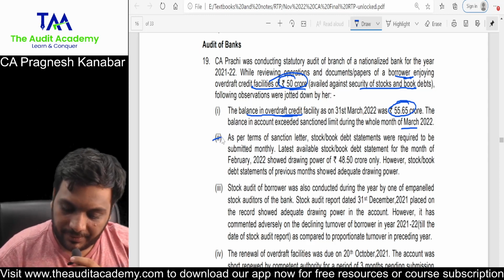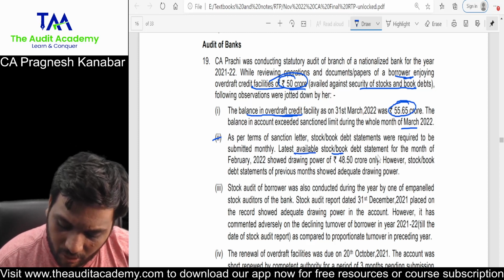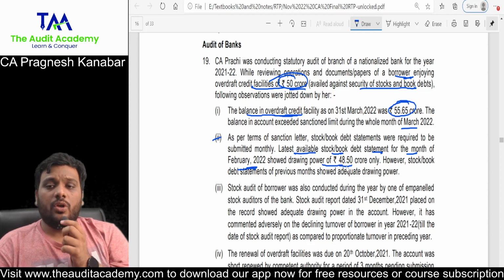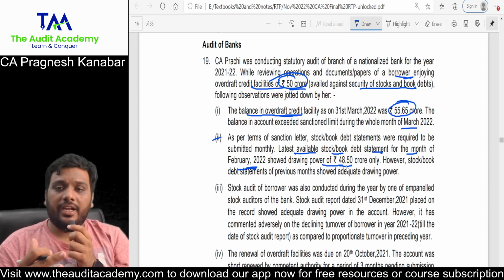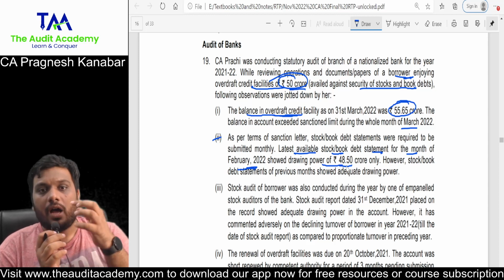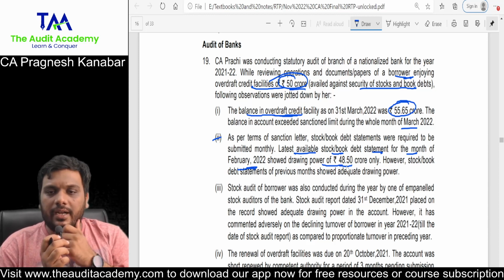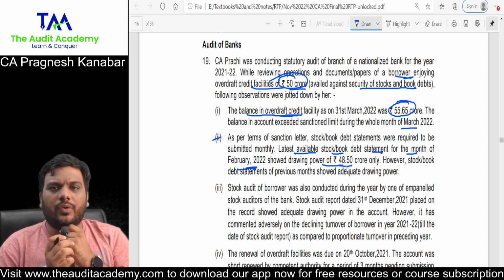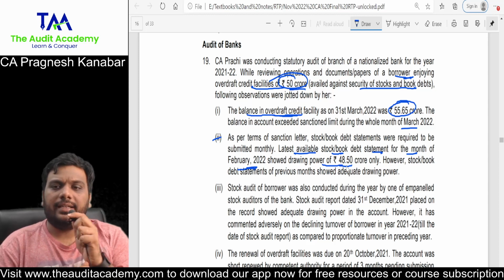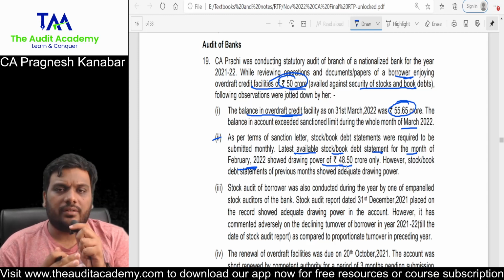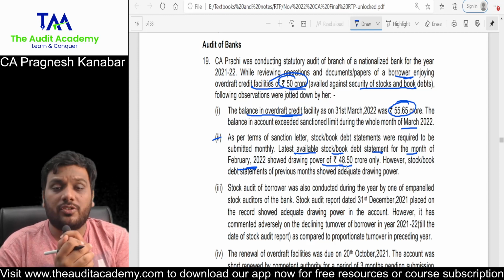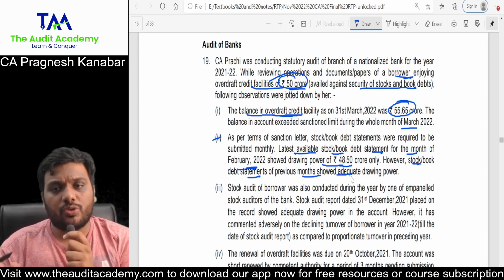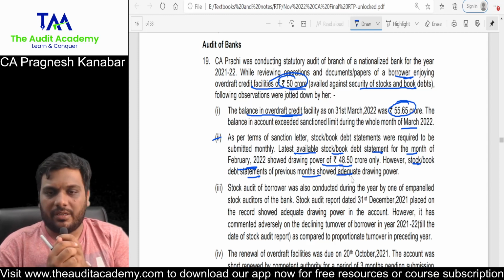Okay, second point: we see that the latest available stock or book debt statement for February 22 showed a drawing power of only 48.5 crore. My God, now comes another twist. Let us say that the outstanding balance was also overdue in the month of February, still it is okay, not overdue for more than 90 days as on the balance sheet date. Still, there is no NPA. There is no point which indicates that it is an NPA. The stock and book debt statements of previous months showed adequate drawing power, so at that point of time there was no issue.